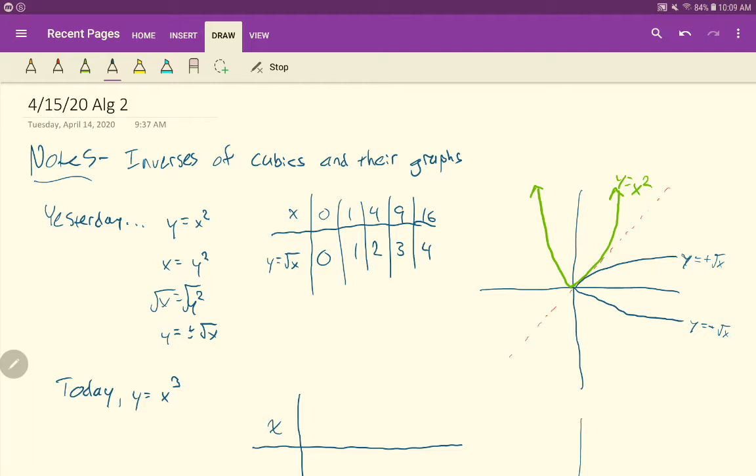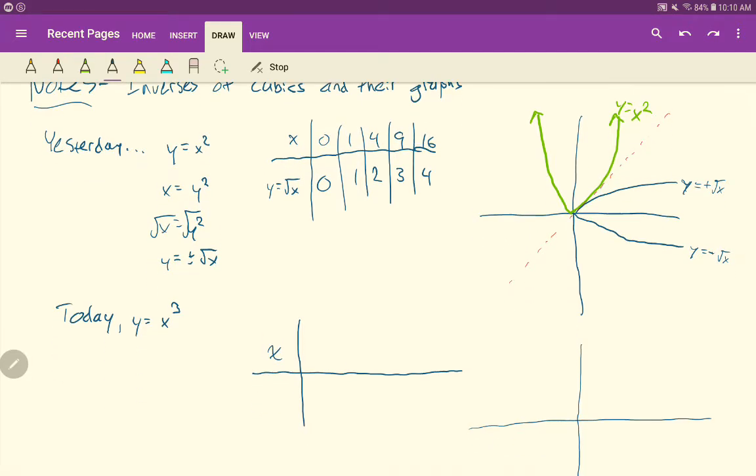So yesterday we looked at the inverses of quadratics and their graphs. Today we're going to be looking at the inverses of cubics and their graphs. Okay, so I already have some stuff set up, so you have a little bit of review from yesterday.